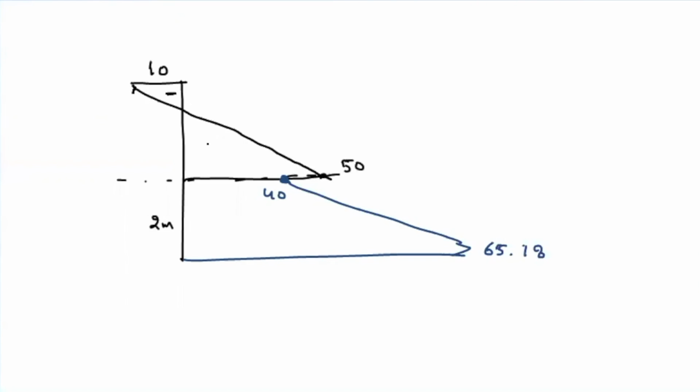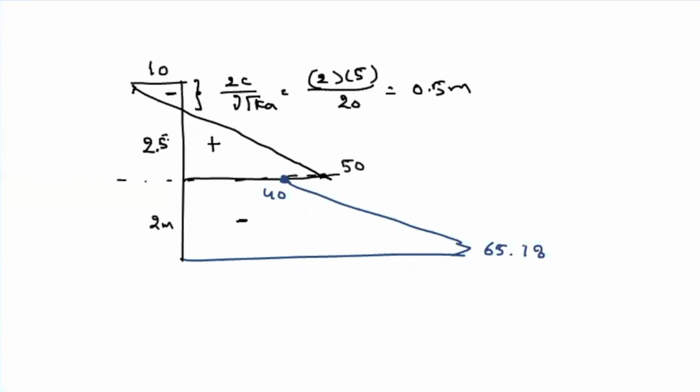So here we are having negative, positive, negative. Already I told you how to find this: 2c divided by gamma into root Ka. Here Ka is equal to 1. What about c, the cohesion given? 5. And the gamma value is given as how much? I think 20. If you solve this, you are getting around 0.5 meter. So if it is 0.5, total is 3, so from that, this will be 2.5 meter.